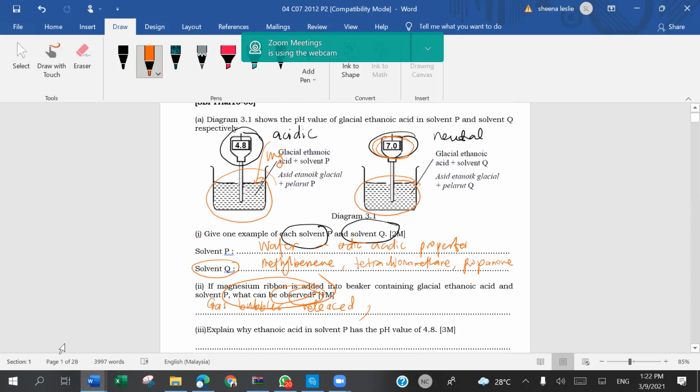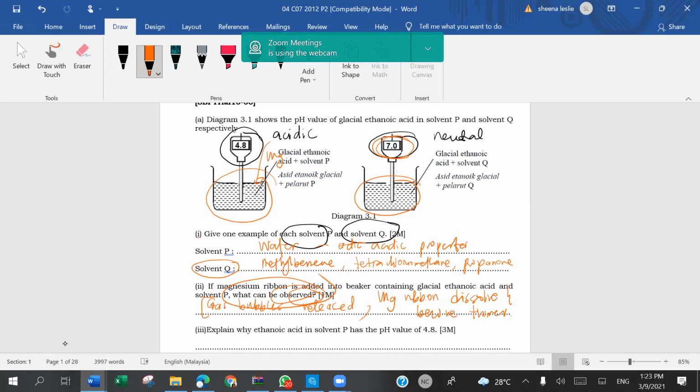Okay. One more thing actually happening, one more observation. What is it? It's got to do with my magnesium. What's happening to the magnesium? Teacher put the magnesium ribbon inside. Something is happening to my magnesium ribbon. Does it dissolve? Yes, correct. So magnesium ribbon dissolves and becomes thinner. Correct, well done.